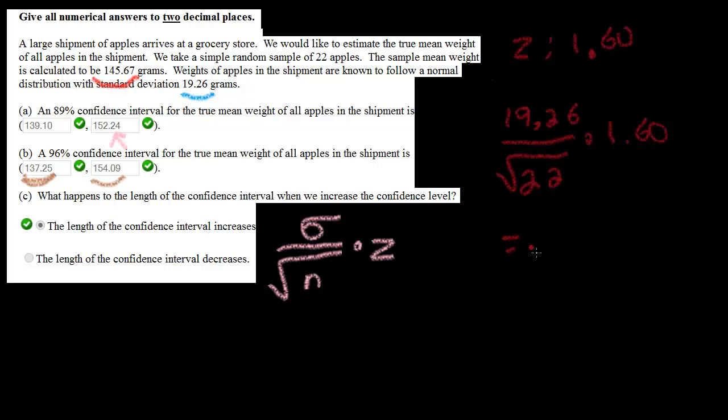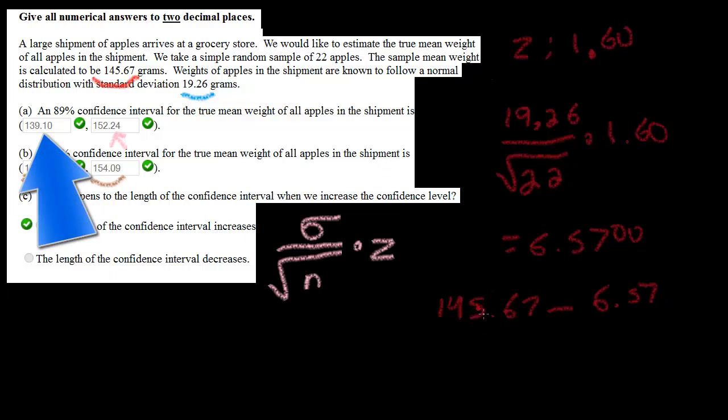The answer to this is 6.5700. So this is our margin of error. Now to answer the question, all we need to do then is take the sample mean, which is given as 145.67, and we subtract first the margin of error we just got, 6.57, and that would give us the most left side of the confidence interval. It should give us the answer right here. And sure enough, if you did the calculation, you would get an answer of 139.1.